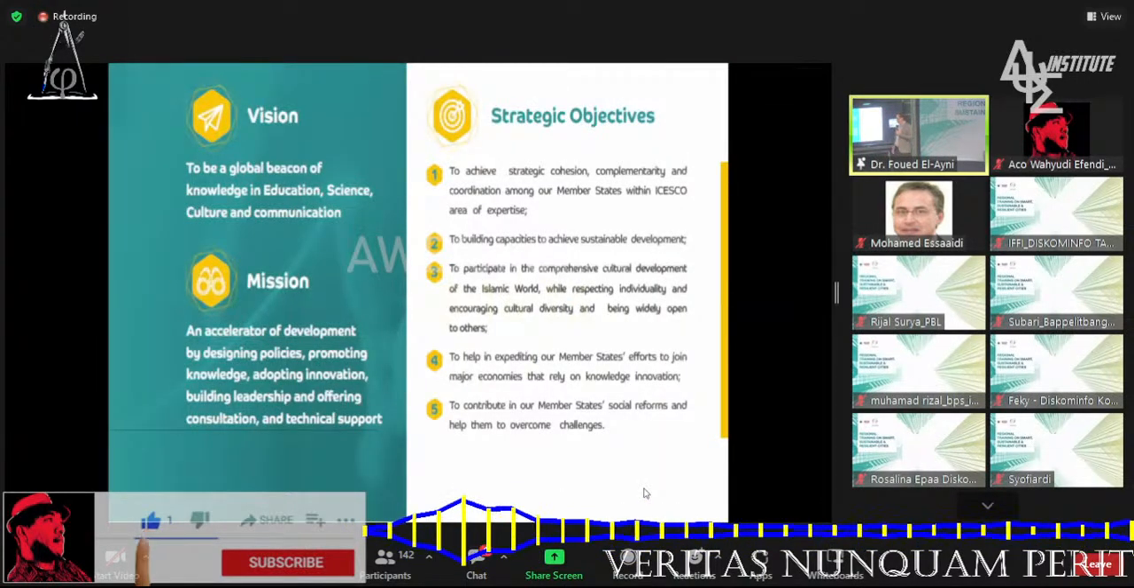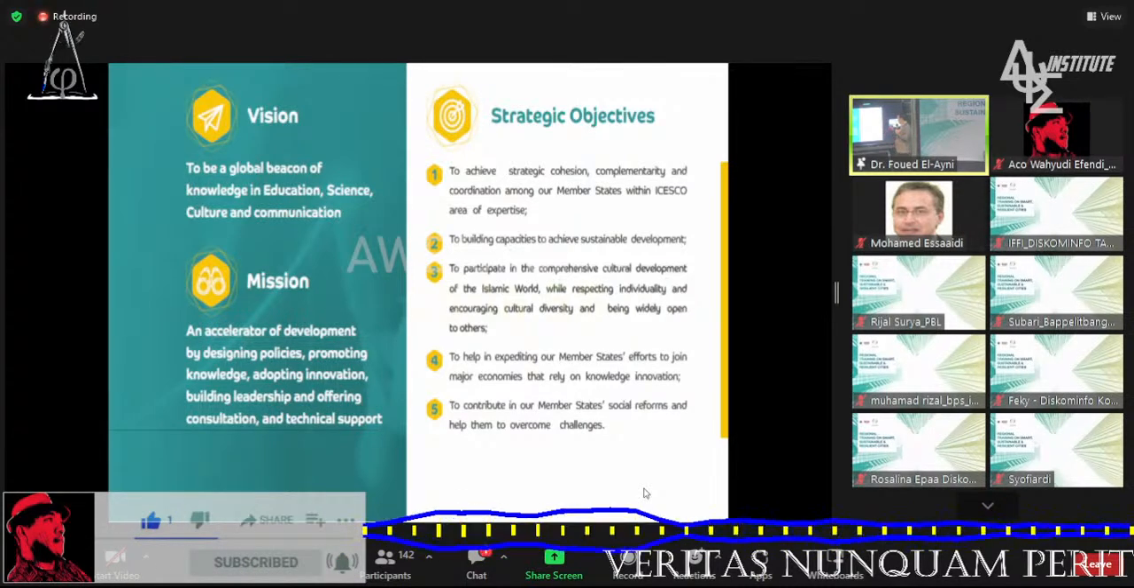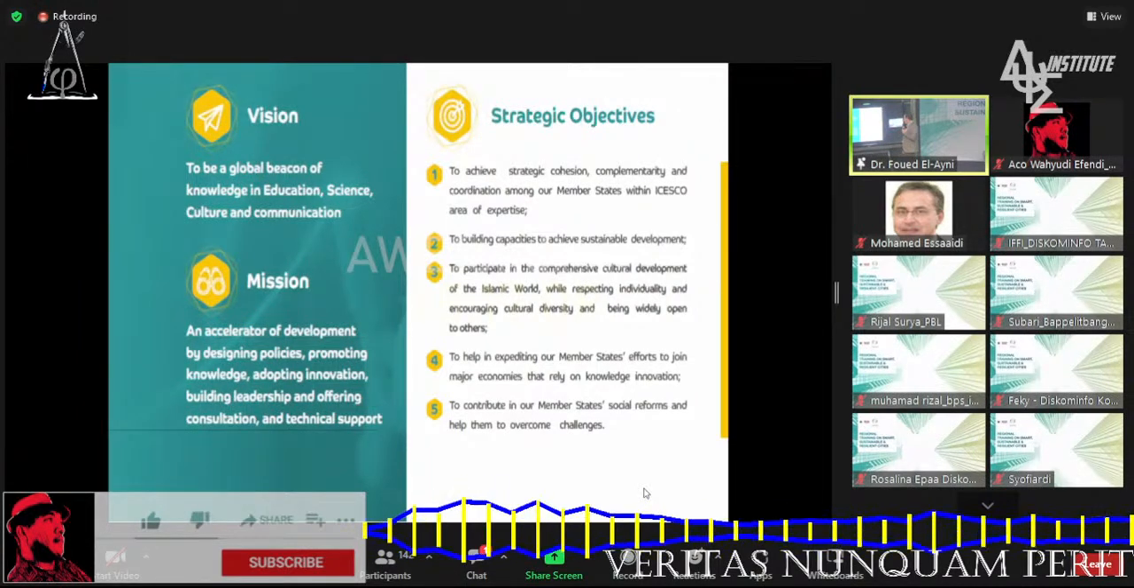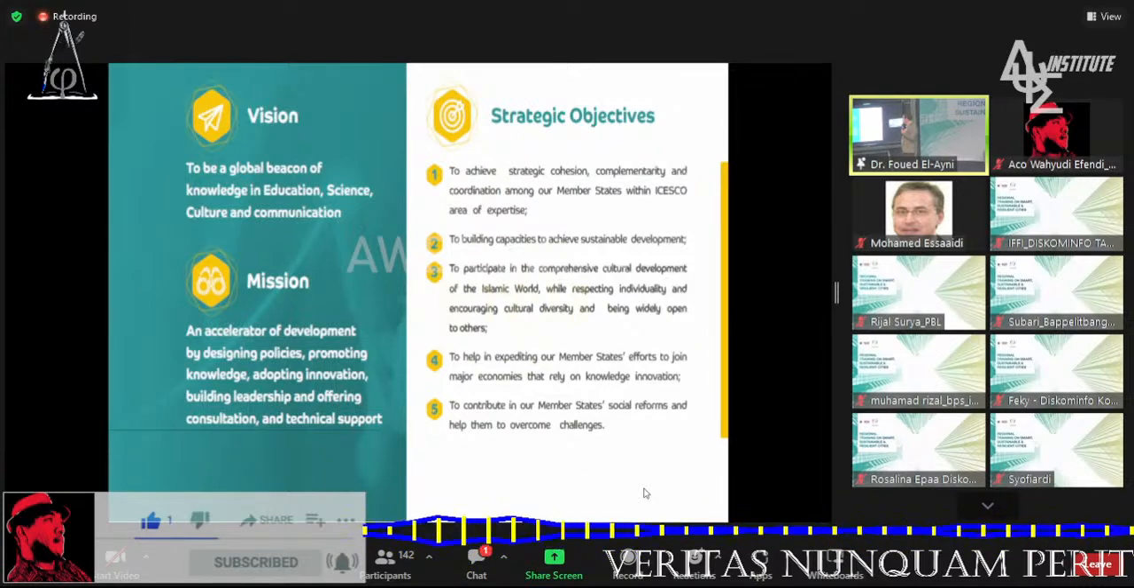So our vision is to be a global beacon of knowledge in education, science, culture, and communication. Our mission: we are an accelerator of development by designing policies, promoting knowledge, adopting innovation, building leadership, and offering consultation and technical support. Our strategic objective: we are mainly achieving strategic cohesion, complementarity, and coordination among our member states within Cisco's area of expertise. We are building capacity to achieve sustained development. We are participating in the comprehensive cultural development of the Islamic world while respecting individuality and encouraging cultural diversity and being widely open to others. We are helping our member states' efforts to join major economies that rely on knowledge and innovation, and we are contributing to our member states' social reforms and helping them overcome challenges.